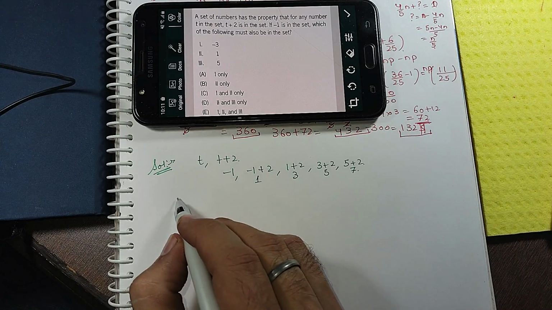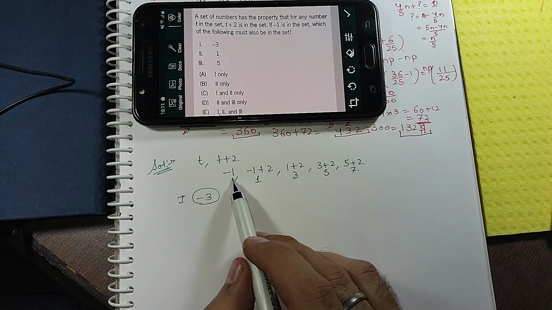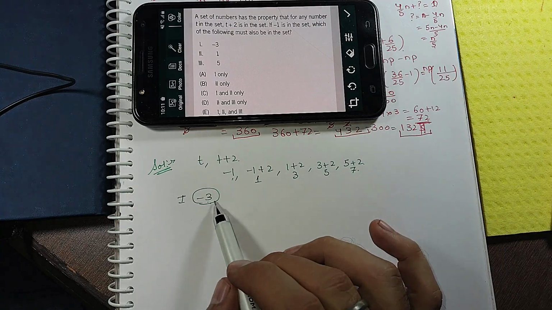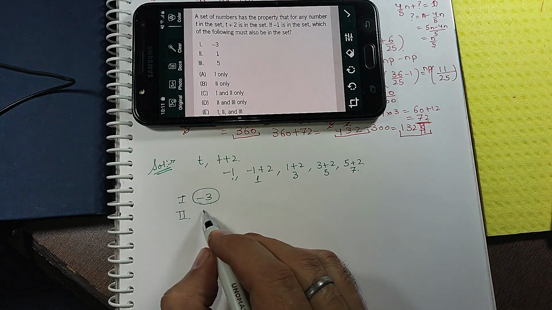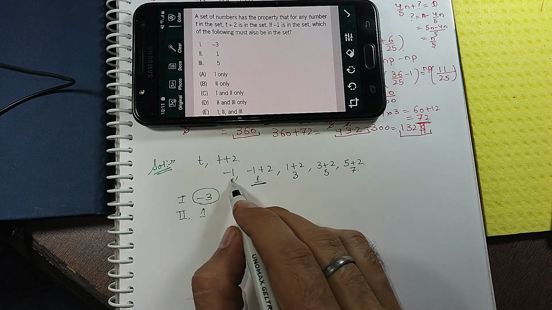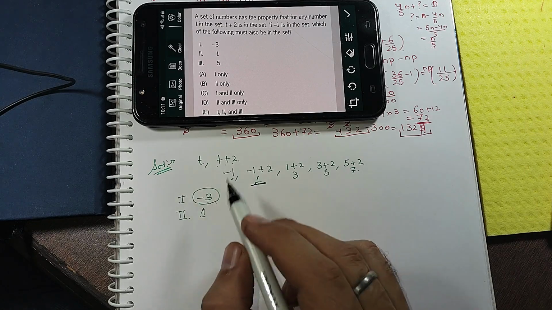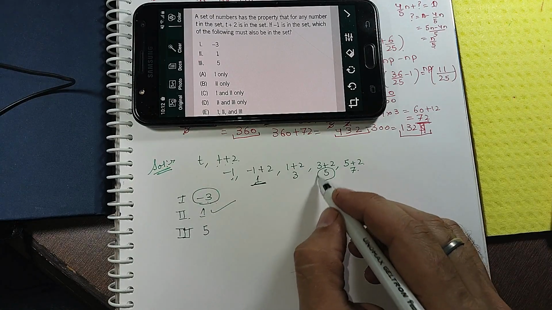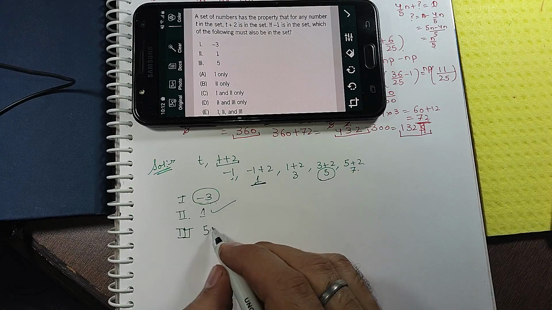Now the first option is minus 3. Minus 3 may or may not be in the set, because if the set is starting from minus 1, which has not been mentioned, we can't precisely say that minus 3 must also be in the set. But now the second option is 1. As we have seen, if minus 1 is in the set, then 1 has to be in the set with the property that t plus 2 is in the set, so 1 is in the set. And the third option is 5. 5 we have also calculated with this t plus 2, so this also has to be in the set, so 5 is also in the set.